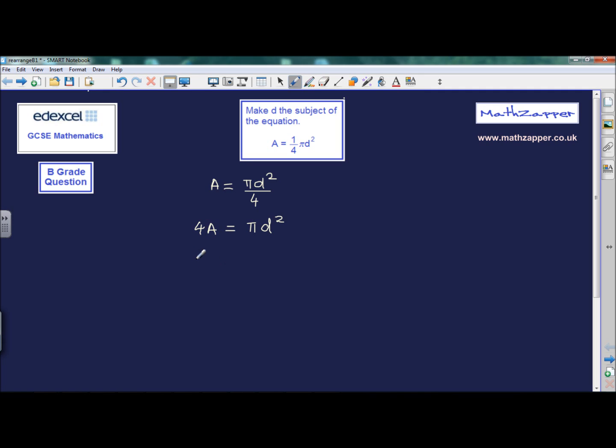So, dividing by pi, 4A divided by pi is now equal to pi d squared divided by pi, which is d squared.